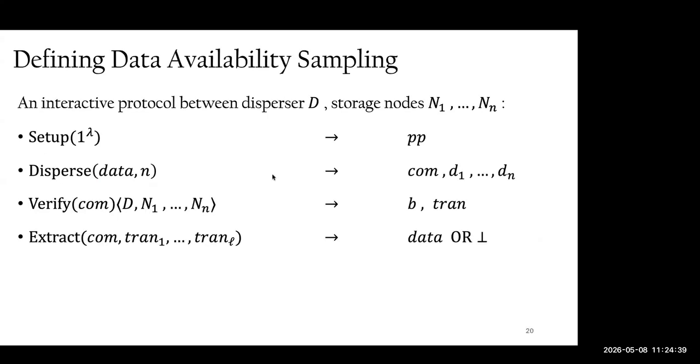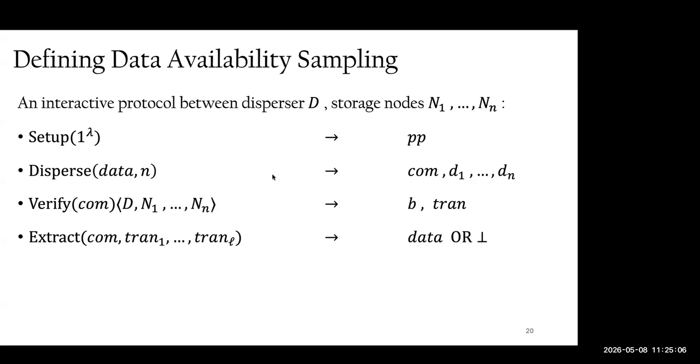Okay, so let's start with the syntax of the data availability sampling scheme. So this is an interactive protocol between the disperser D and the storage nodes, which I'll denote as N1 to Nn. So n will be the number of storage nodes for the talk. We have a setup algorithm which gives you the public parameters. For example, this could be the CRS for your commitment scheme. We have a disperse protocol which takes as input the data you're trying to disperse along with the number of nodes. And this will give you a commitment com. This is the paperclip that I showed you in the beginning.